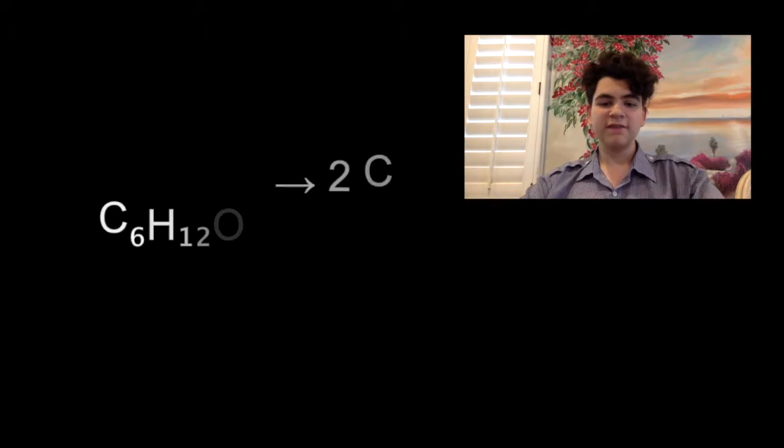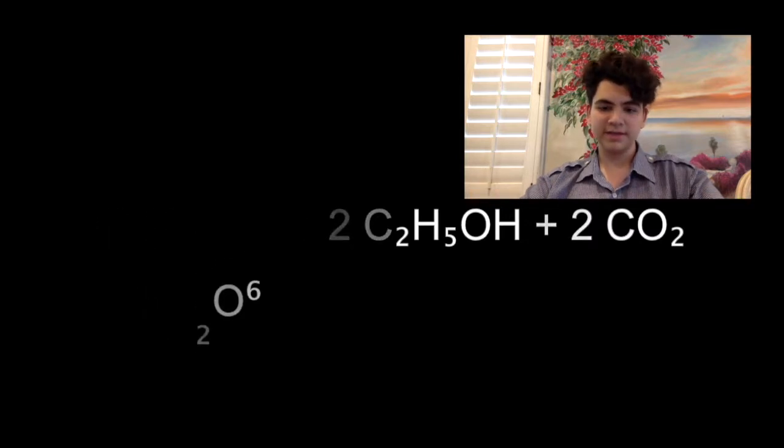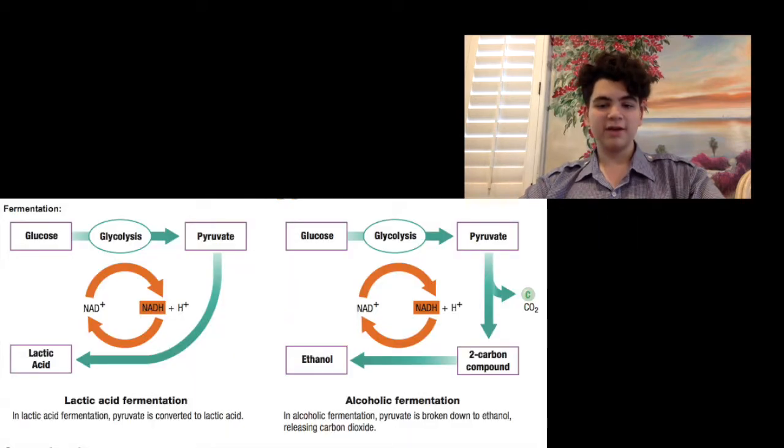Pyruvate is then converted into acetaldehyde and carbon dioxide. Finally, the acetaldehyde is converted into ethanol. This makes the final reaction: 1 mole of glucose yields 2 moles of ethanol and 2 moles of carbon dioxide. During this reaction, another reaction is also taking place. If you look in the middle of the diagram, you will see the redox reaction of NAD+ being converted into NADH. These are electron carriers which temporarily store energy during cellular respiration.